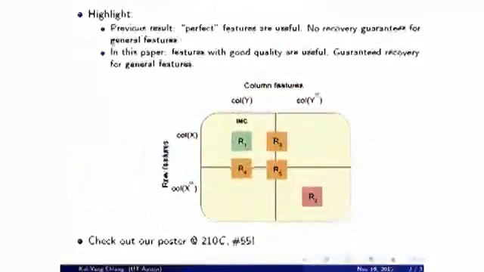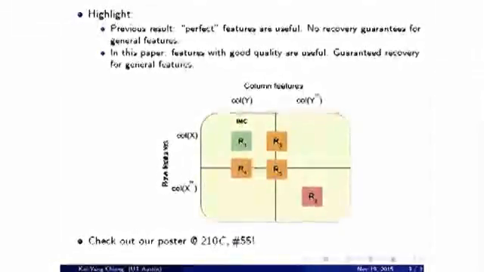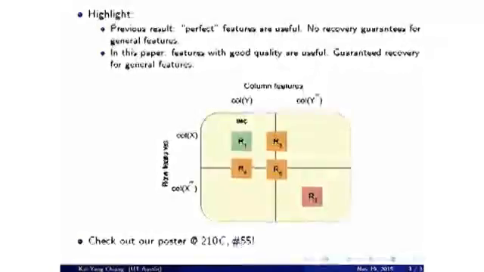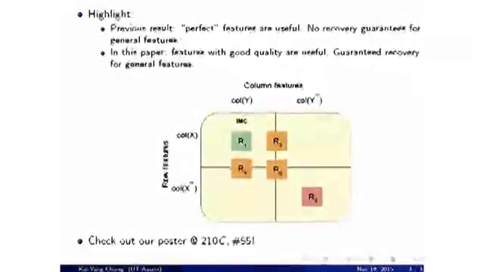To highlight our work, we observed that previous results, for example IMC, showed that perfect features are very useful, but for general kinds of features, they actually cannot guarantee the recovery of the underlying metrics. Compared to them, we proposed a new model which leverages the feature information and the observation information better, so that we can prove that good quality features are enough to make the features useful. Moreover, we can guarantee that general features can also be used in our model.